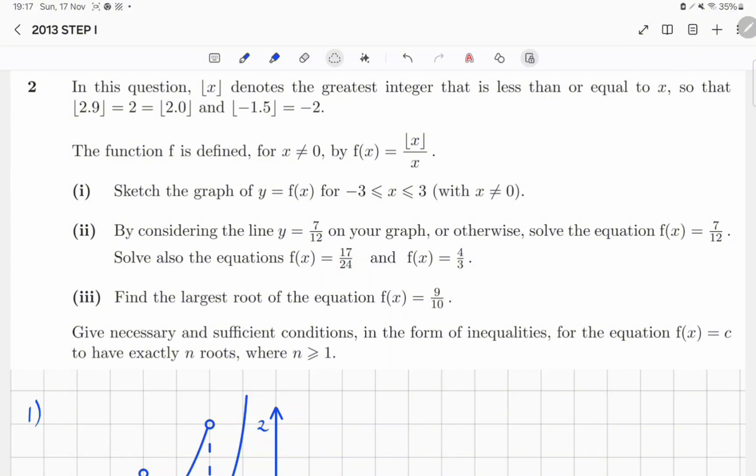Part 3. Find the largest root of the equation f of x is equal to 9/10. Give necessary and sufficient conditions in the form of inequalities for the equation f of x is equal to c to have exactly n roots, where n is greater than or equal to 1. Pause the video to have a think, and once you're ready, restart to see if you were correct.